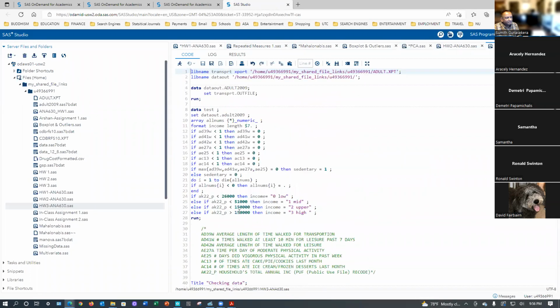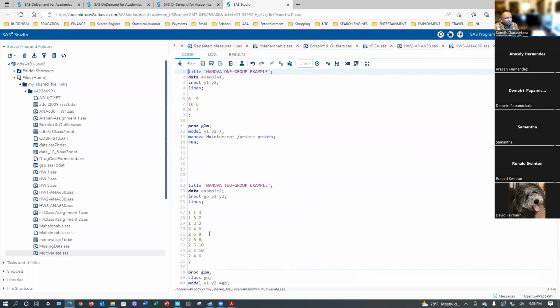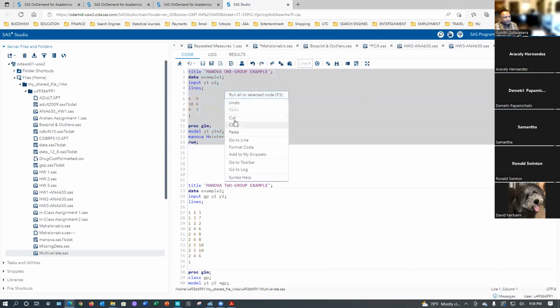This homework we can do tomorrow. No, this one. And this one for the time being.